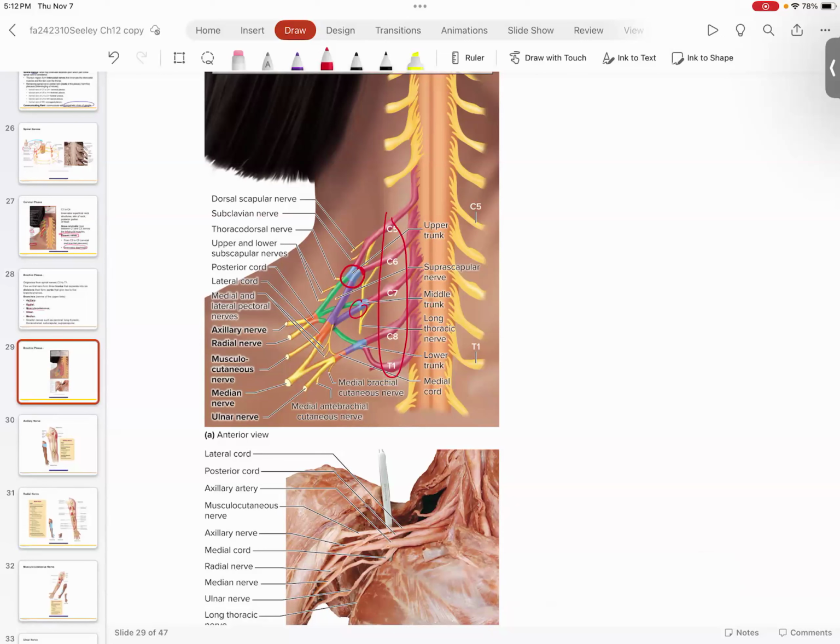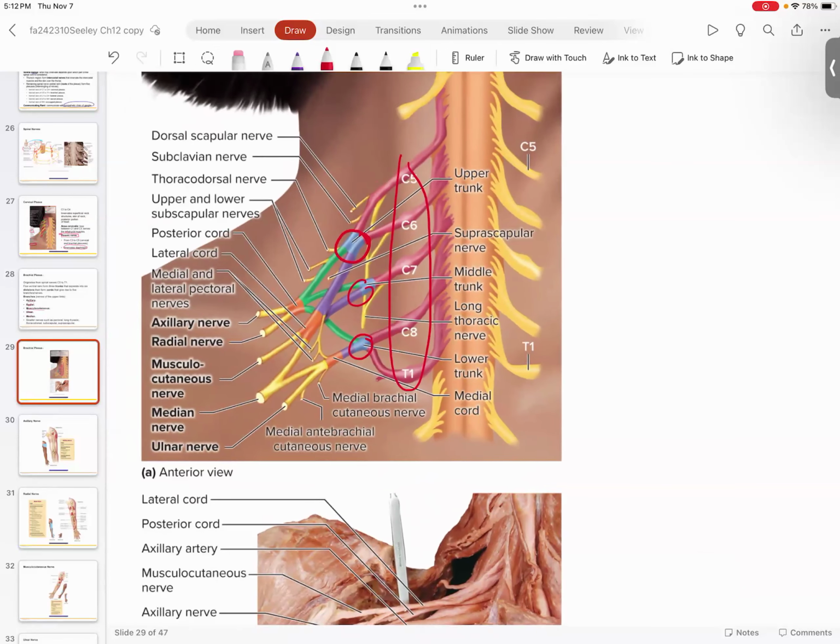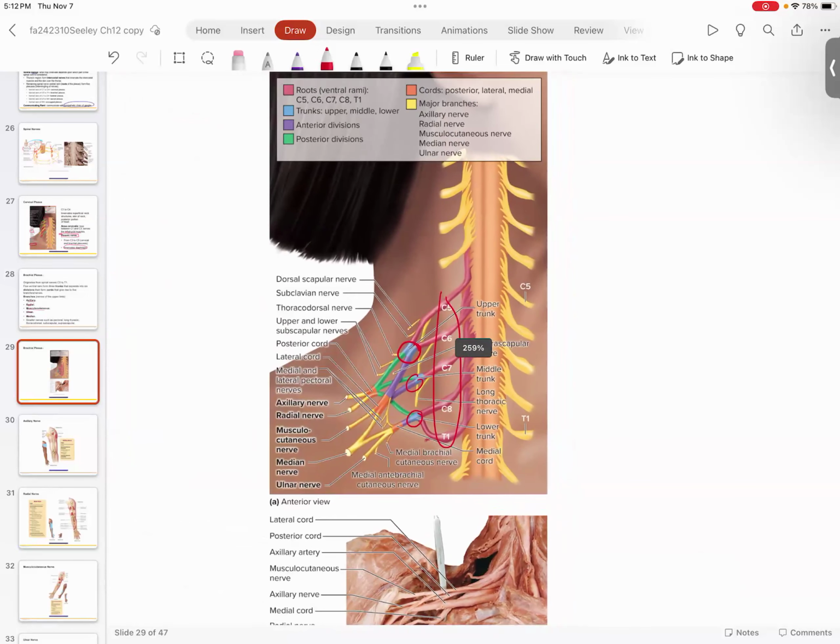C7 will form a middle trunk. C8 will form a lower trunk. And then from here, you're going to start splitting off. And so you can see some of the designations.